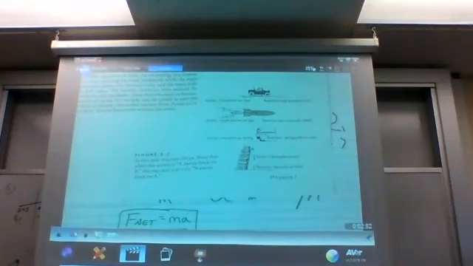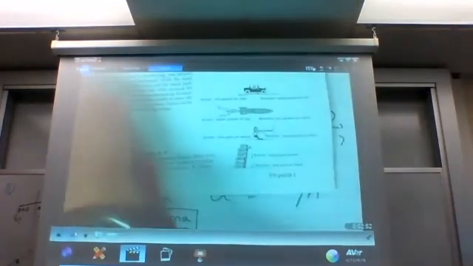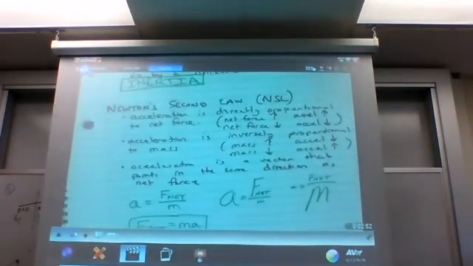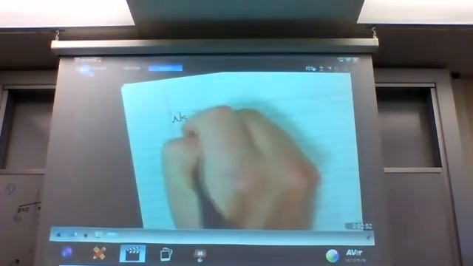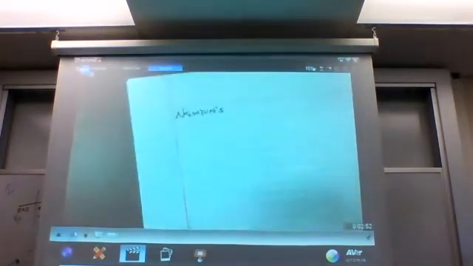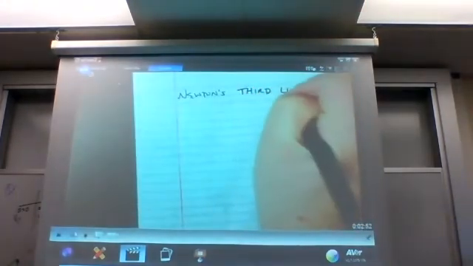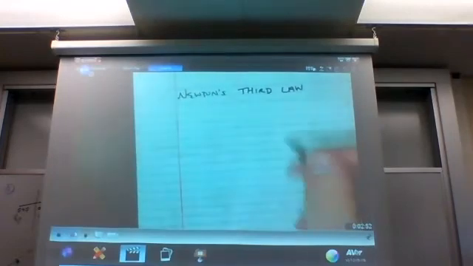You've probably heard this before: every action has an equal and opposite reaction. That's a good shorthand way of saying the law, but I want you in your notes to actually write down this one, because this is the most important explanation. So, Newton's third law, last one.